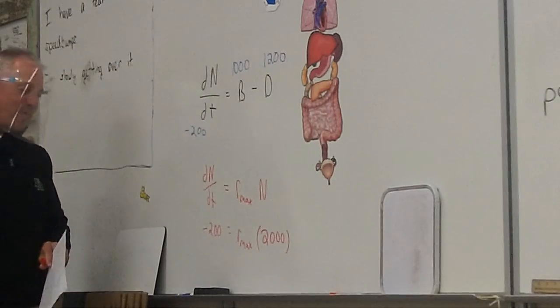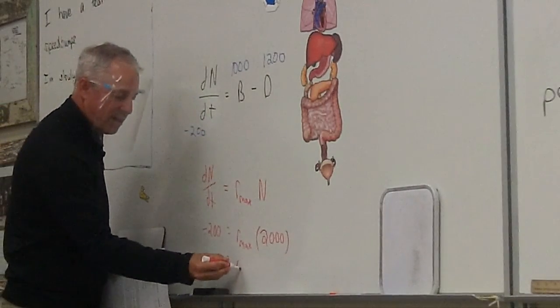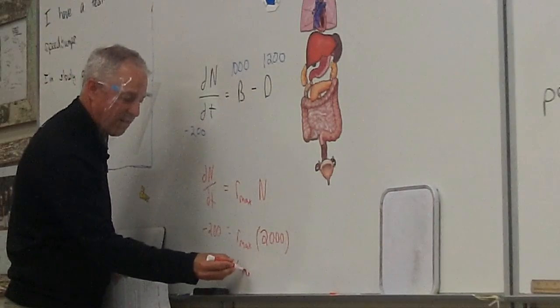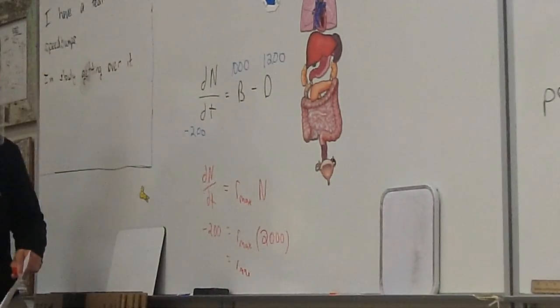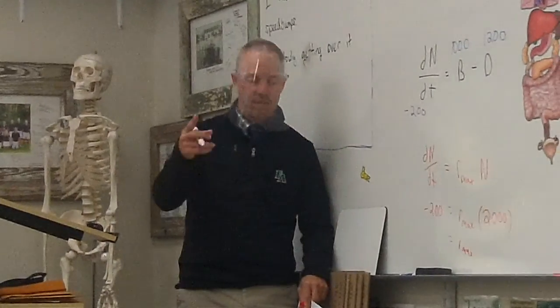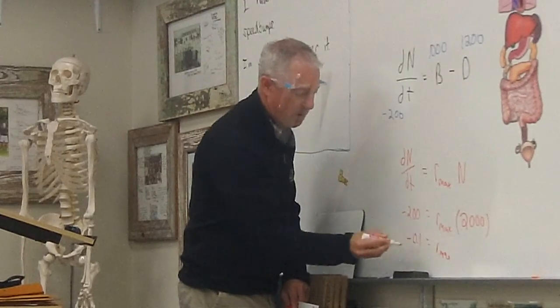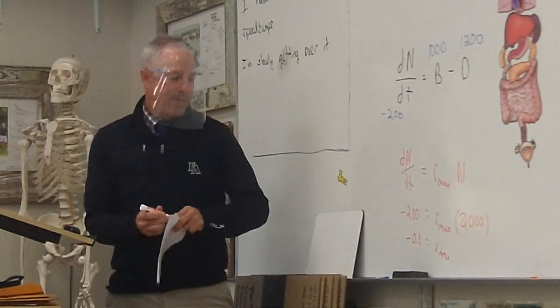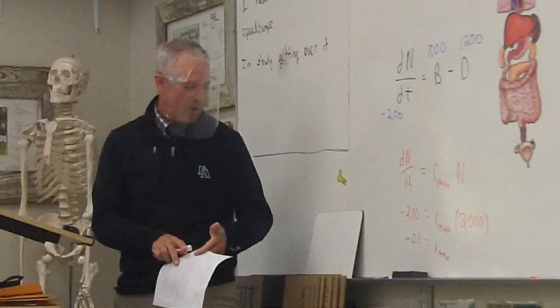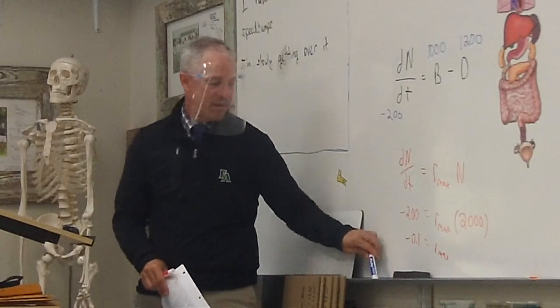And it's just a simple math problem then. R max will equal what? Anyone get it? Negative 0.1. That means the population is going down. Have you ever seen a negative R max? The population is going down.